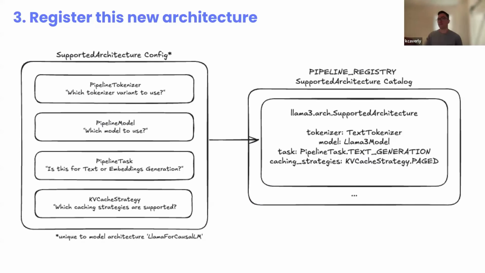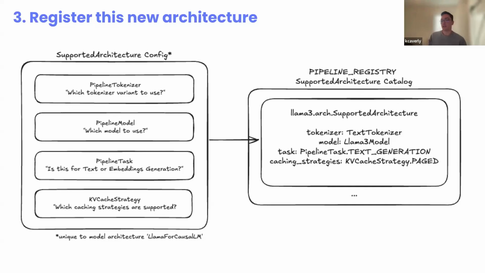Okay, so the supported architecture will answer four questions, those being the pipeline tokenizer. So like which tokenizer do we actually want to use for this model? The pipeline model, which model do we actually use? We separate out the pipeline task at this stage as well. Is this for text or is this for embeddings generation? This helps us downstream actually select the pipeline we want to run. Do we want to run the text gen pipeline? Do we want to run the embeddings pipeline, etc.?